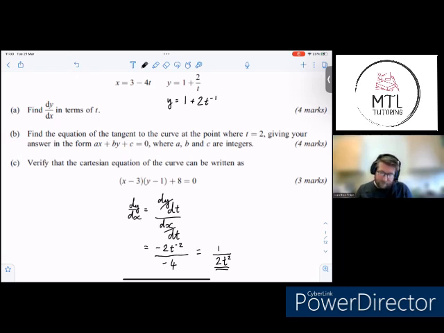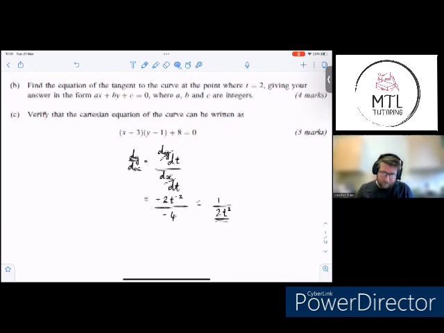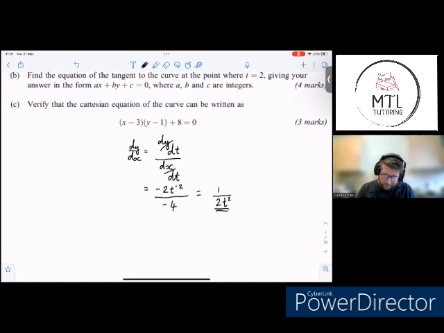Find the equation of the tangent to the curve at the point where t equals 2. Give your answer in that form. Okay, I'm going to just copy that so we can scroll down. Okay, so we're interested in when t equals 2. So let's see what's going on in that situation.